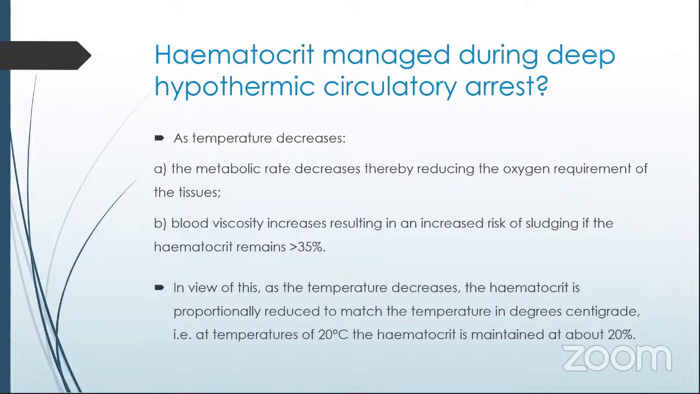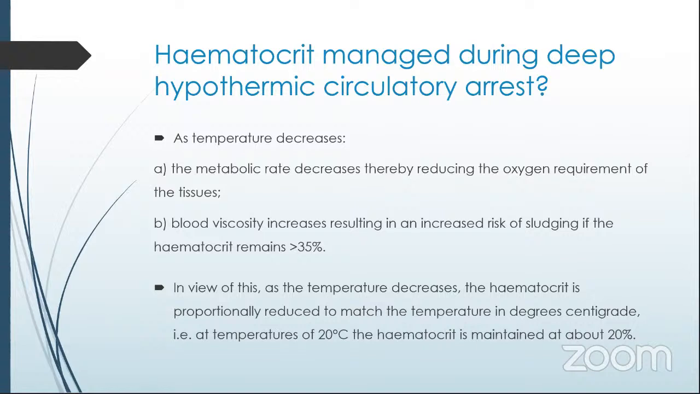So we have some parameters to manage during the circ arrest, which are the hematocrit and the pH. So how to manage hematocrit during the circ arrest? First you need to know that as the temperature decreases, the metabolic rate decreases. So this will reduce the oxygen requirement of the tissue, and will increase the blood viscosity and the risk of sludging if the hematocrit remains above 35. So during hypothermia, we need a lower level of hematocrit.